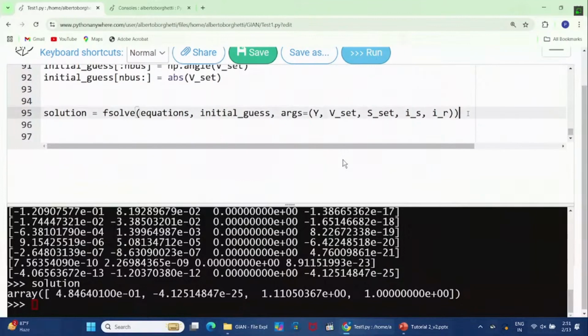So I will just put here some storing of the results, so we can put a comment here.